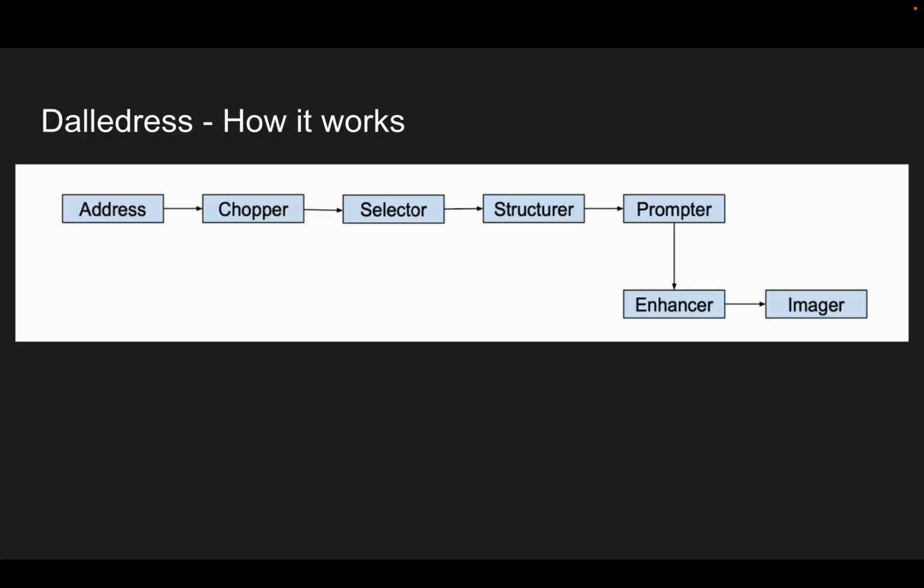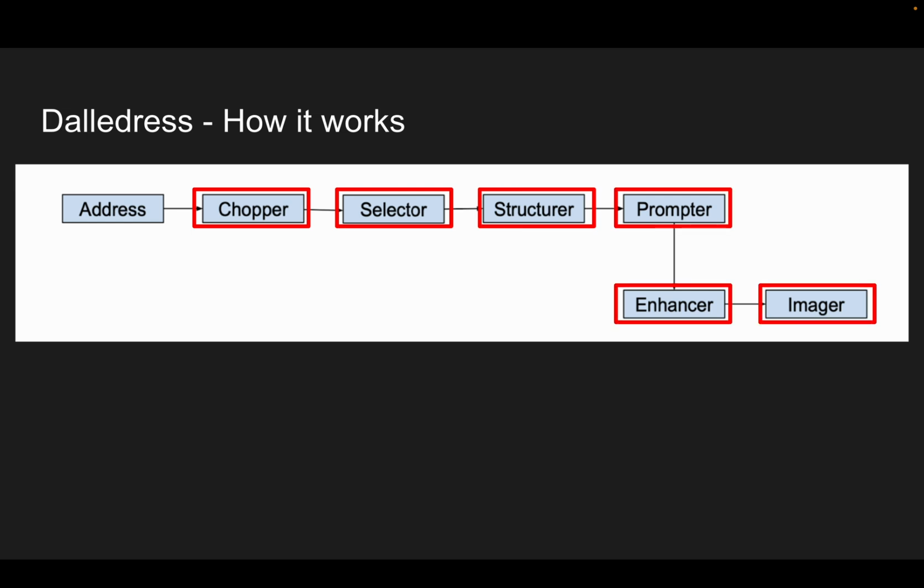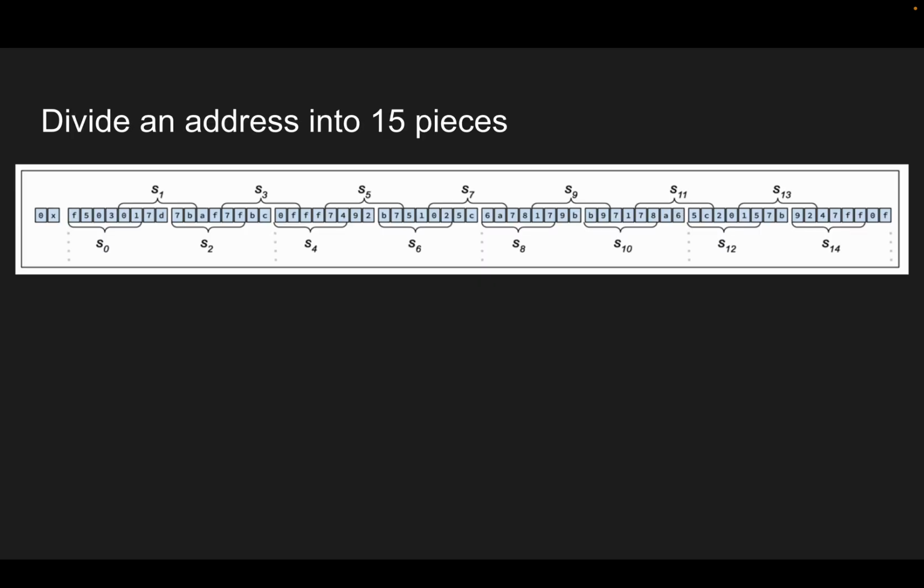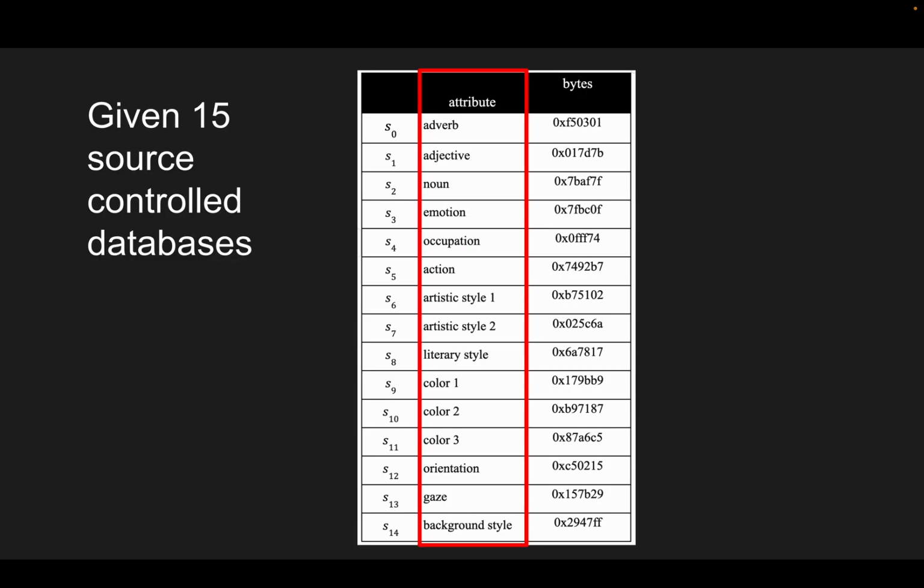So just to show you how it works, basically we start with an address and we go through a series of steps and we end up with an image. The first step is to chop the address into 15 pieces, and we have 15 associated databases that are source controlled so that given a particular address we get exactly the same result each time.